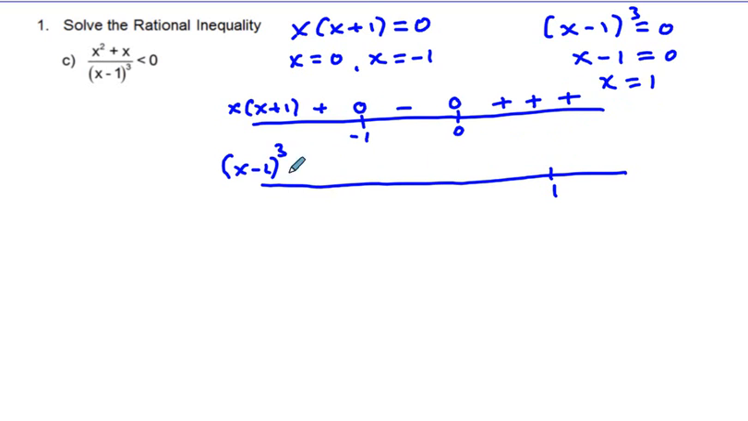Now for our denominator, we know we have 0 where x equals 1, and to the left of 1, if we plug in 0, for instance, we would have -1 cubed, which would be a negative number. So we're going to have negative here. Notice we're lining up underneath all these regions here. And then to the right of 1, we have positive. So this is what we have here. Let's go ahead and make our summary.